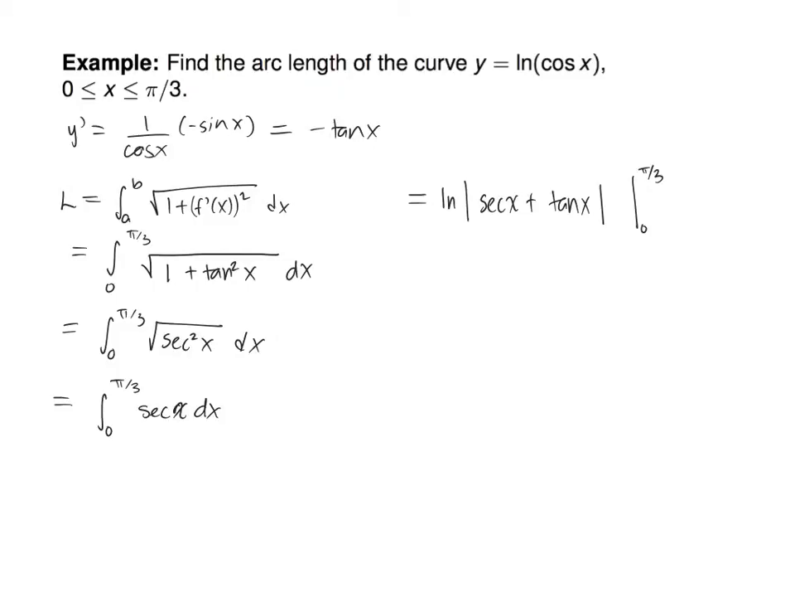Right, yep. Okay, so we have a natural log of, secant's 1 over cosine, right? So 1 over cosine of pi thirds plus tangent, which is sine pi thirds over cosine pi thirds, minus natural log of 1 over cosine 0 plus tangent of 0.